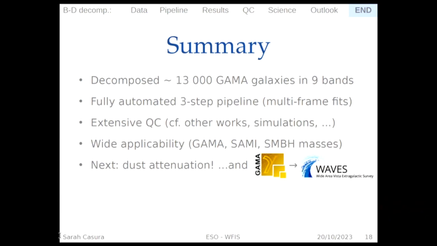So I leave the summary here. We decomposed 13,000 galaxies in 9 bands in a fully automated 3-step pipeline, with the main novelty being the multi-frame fits. We've done some extensive quality control, and the catalog has wide applicability, of which I just flagged a few. And what I want to do next is study the dust attenuation. And then, of course, we also want to move from GAMA to WAVES, where WAVES is essentially like GAMA on steroids, is what it's always called. So we can just apply the same pipeline, since it's fully automated, and the optical and near-infrared data for WAVES will also be KiDS and VIKING. So it will be trivial for us to increase our sample size by a factor of 5 or so.